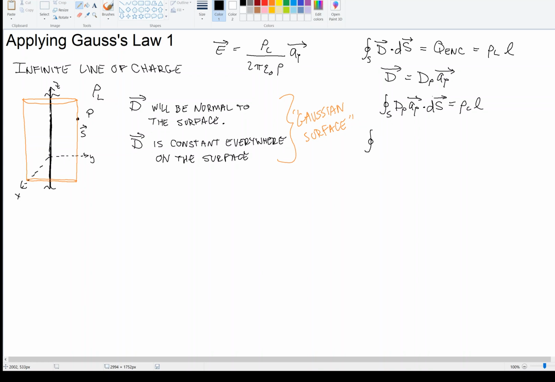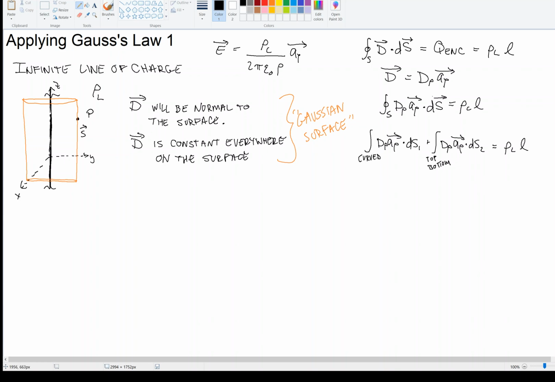Actually, this is not closed anymore. Then this is the curved surface, dotted with dS1. We'll call this S1 for the curved surface, and then plus the top and bottom, dotted with dS2, is equal to rho L times L.